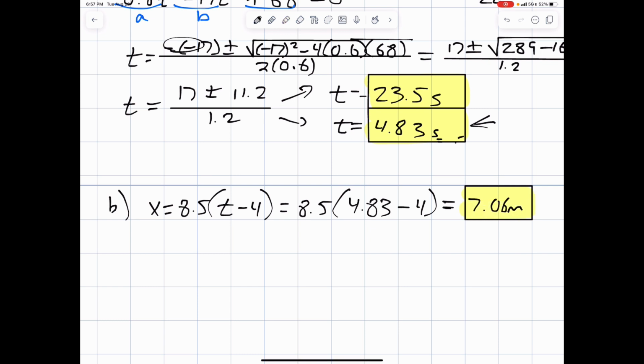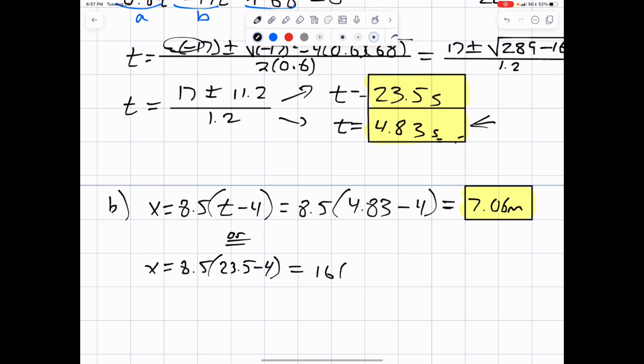Now if you pass the train and you let the train catch up and accelerate to you, well, that would be the other possible answer, x equals 8.5 times 23.5 minus 4. So 23.5 minus 4 equals 19.5, times 8.5 would equal 166 meters. So in other words, way far down the track, I mean, you'd be very tired, because you'd be running for 166 meters before the train caught up to you again.